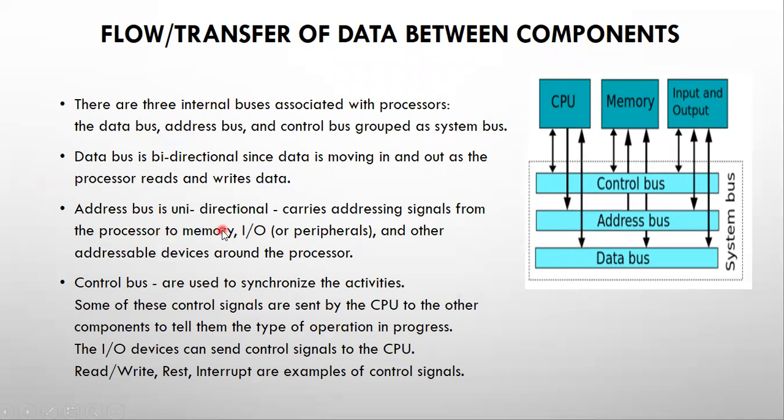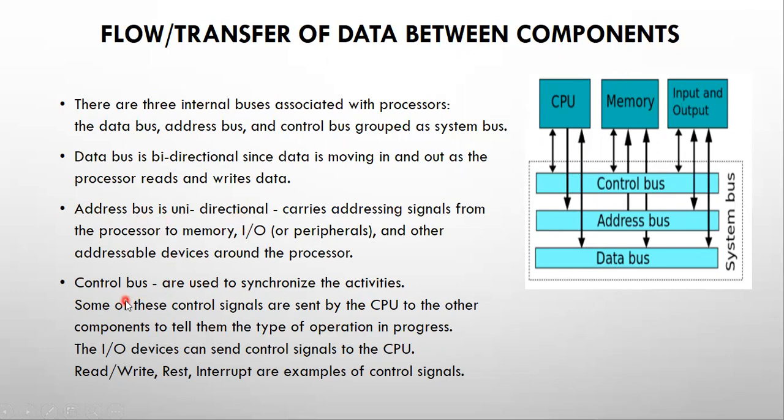Your address bus is unidirectional because it carries addressing signals from the processor to memory. Now the data has to be stored in memory. It has to be retrieved from memory. So it's one direction from CPU to memory. CPU to memory, the address bus moves. Your input-output peripherals and other addressable devices around the processor. So we also have input-output. But input-output devices are moving from RAM and to your device. So your addresses may go 2 ways. You're loading from RAM and you're going to store, for example, in a hard drive. So that will go 2 directions. But generally between CPU and memory, the address bus is unidirectional.